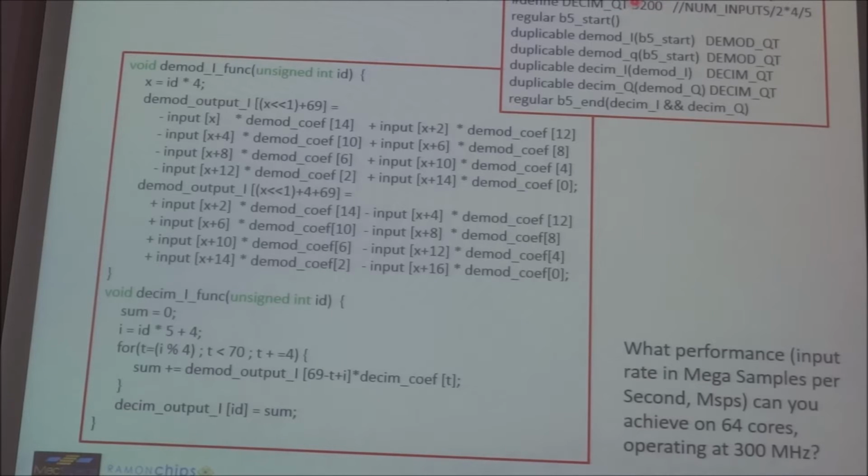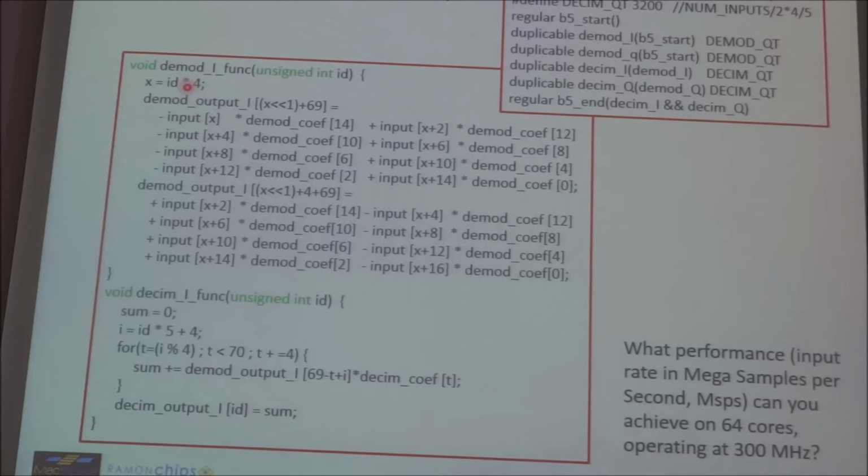And this is half the number, and this is different numbers. And so we have a regular task for starting, and then duplicable for demodulation I, and duplicable for demodulation Q, and a set of duplicable for decimation I and Q, and then the end. And then you go back and start again. What I don't show here are the tasks that handle the input and the output. It's not really interesting, especially in an emulator, we just run it once and figure out the performance.